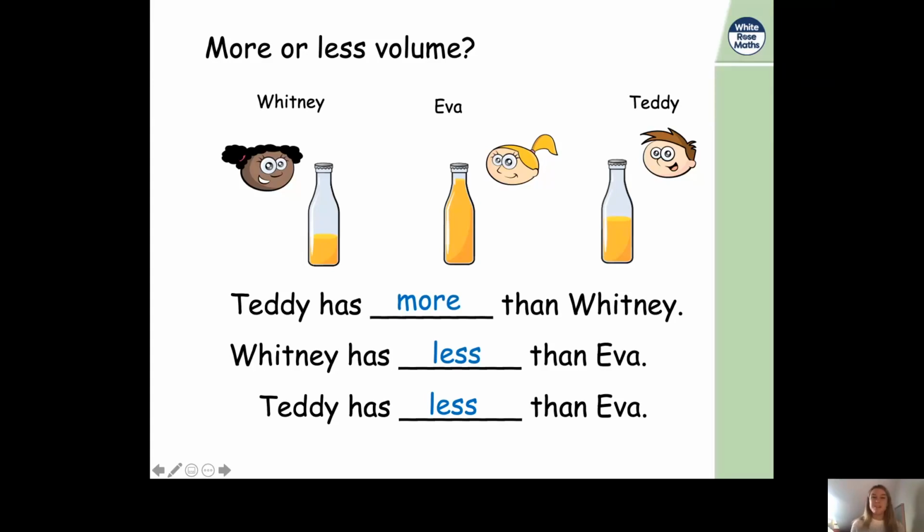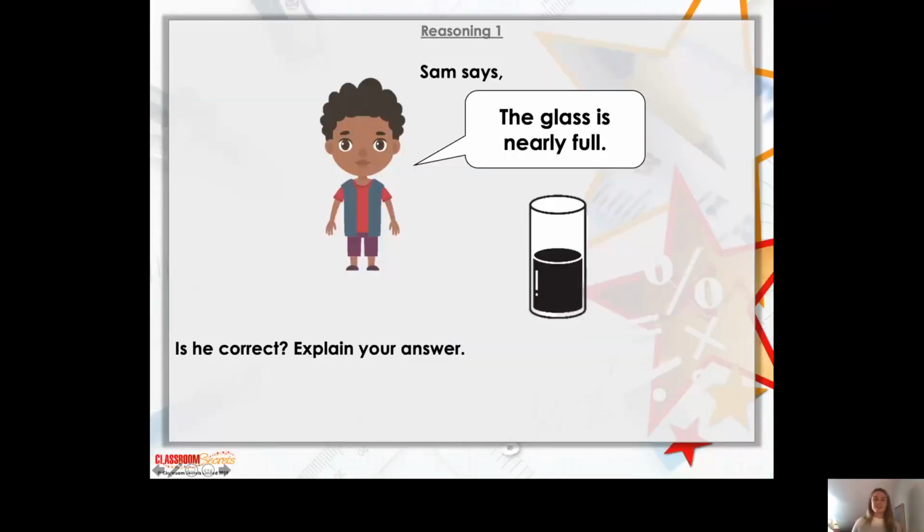Okay, Year 2, so are you ready to move on to some problem solving? Fantastic. Okay, so this is our first question. Now, Sam here, he says the glass is nearly full. Now, we know if something is nearly full, it's almost touching the top, isn't it? Because if it's completely full, it's right at the top, but nearly full means just a tiny little bit has been drunk. So therefore, is Sam correct? Well, no, he's not correct, is he? Because we can see that the liquid is not nearly at the top, is it? It's not nearly full. So therefore, no, Sam is not correct.